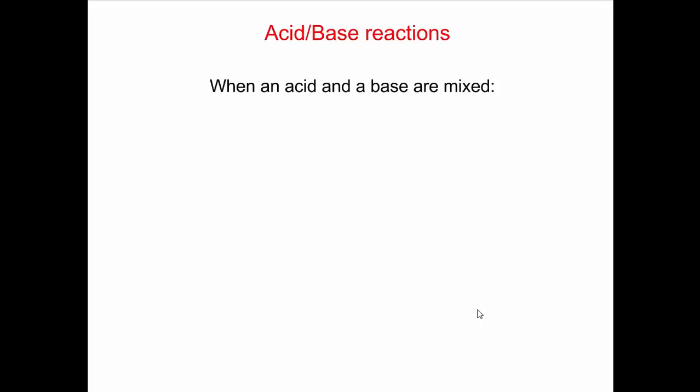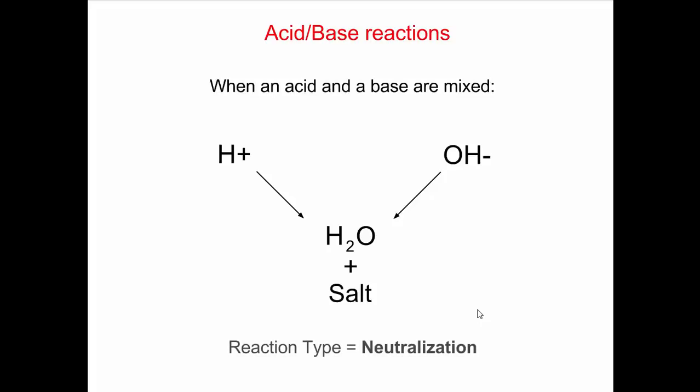So what happens when we mix an acid and a base? We have a positive hydrogen ion and a negative OH molecule, excuse me. When we combine them, they have a chemical reaction. Okay? They yield water and salt. Some type of salt. Not necessarily table salt, but it could be table salt. And the reaction type is a neutralization. So they neutralize each other.